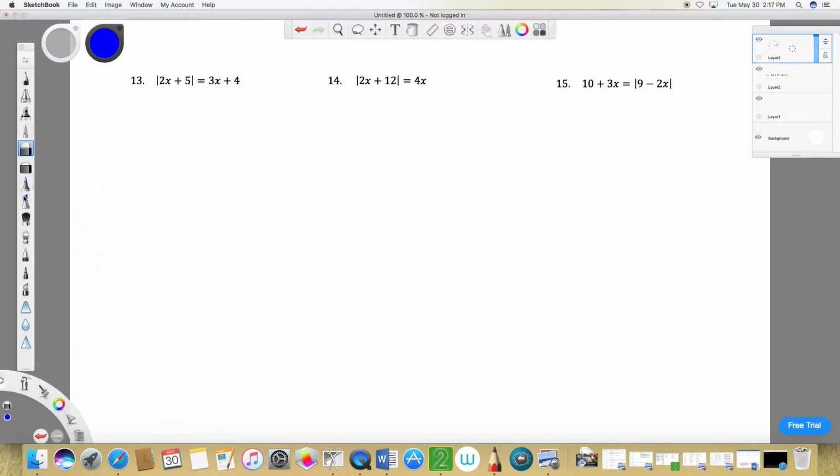So let's take a look at this last one. We have this 9 minus 2x, and that could equal the opposite of 10 plus 3x. Or we could have this 9 minus 2x is equal to 10 plus 3x.